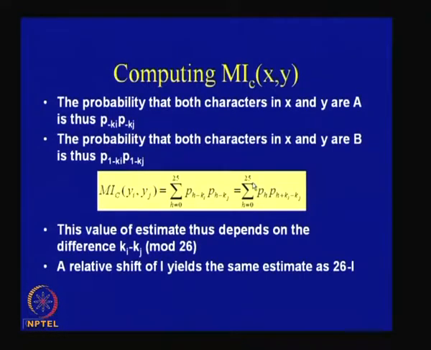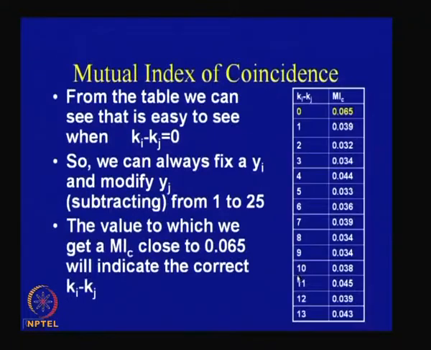So you can obtain the mutual index of coincidence, and this value relies upon Ki minus Kj. That is the shift, right. So it depends upon the difference Ki minus Kj mod 26, and you can prove this, take it as an exercise, that a relative shift of I yields the same estimate as that of 26 minus I. That's quite trivial from this formula, right.